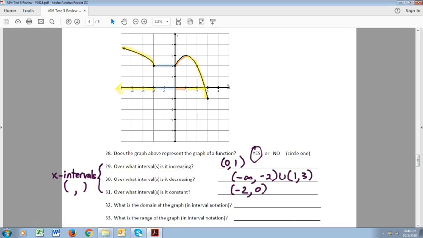So we use the union symbol, or sometimes people put a comma in between, but that's how we would represent the two different intervals where it's decreasing on this graph.